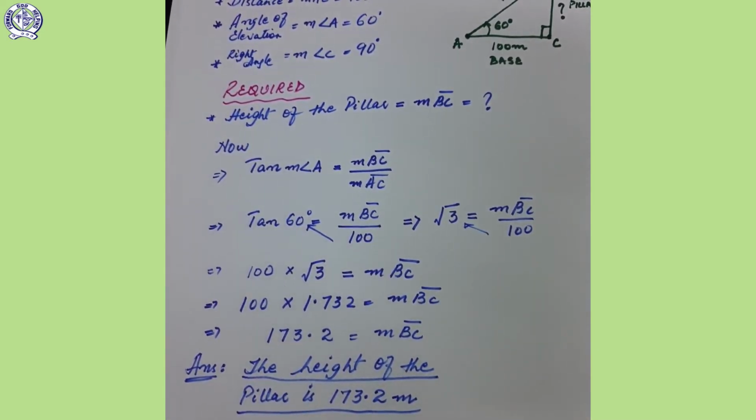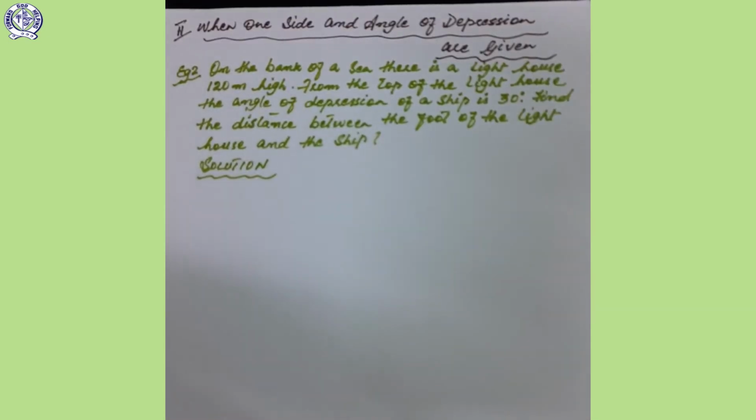I'll give you another example, now of angle of depression. This is angle of elevation. Now if angle of depression is given, then how to find the value? Okay, so next one now. The second type is when one side and angle of depression are given. All these examples are from your book. Now the question is given, and according to this we are going to make the figure.